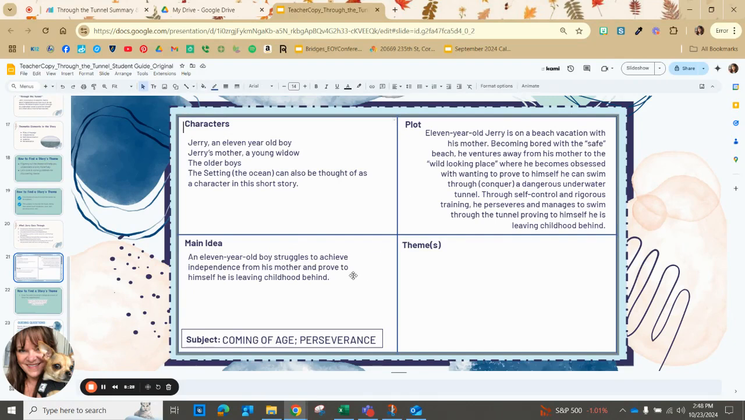I always kind of struggle between plot and summary. And now that I'm thinking of it, I wonder if that was more of a summary. But we're just going to go with that for now, because we're not really studying plot right now.